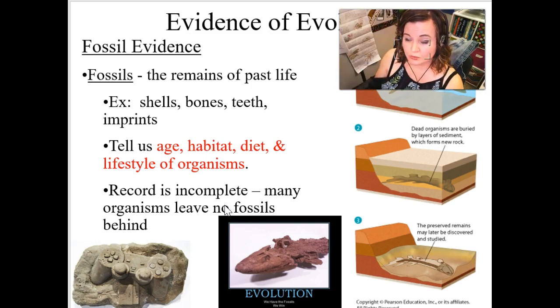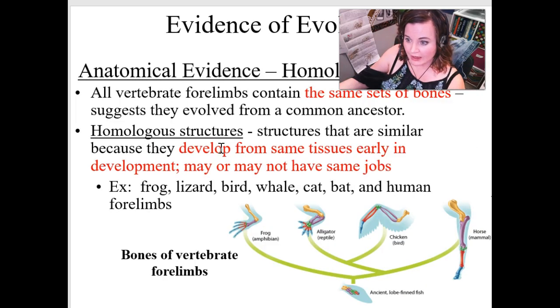So fossil evidence is just one piece of information to support the theory of evolution, but it's a very incomplete picture of what we know about the history. There's lots of missing pieces, lots of missing links. We can also look at anatomical evidence. So for example, there are things called homologous structures and things called analogous structures.